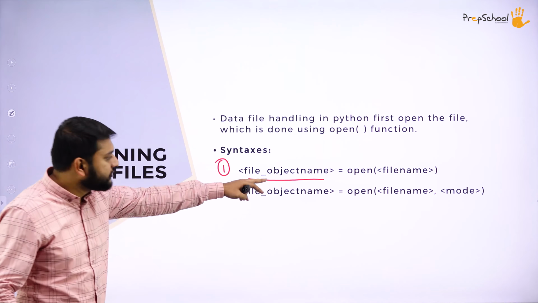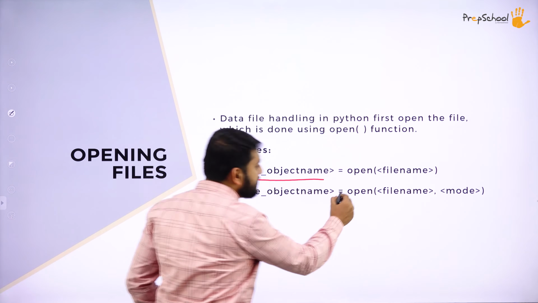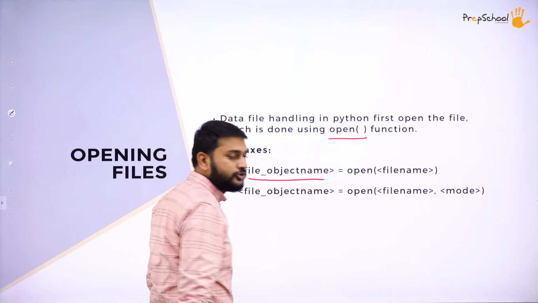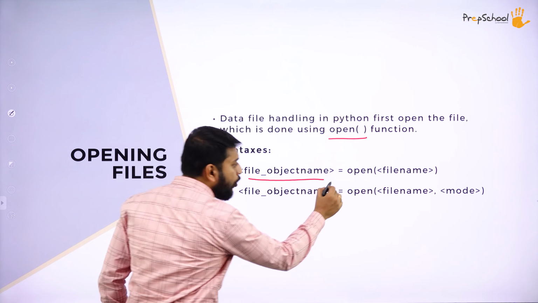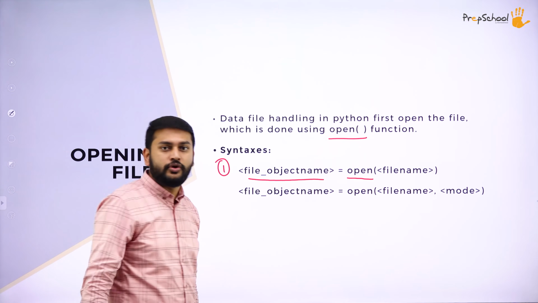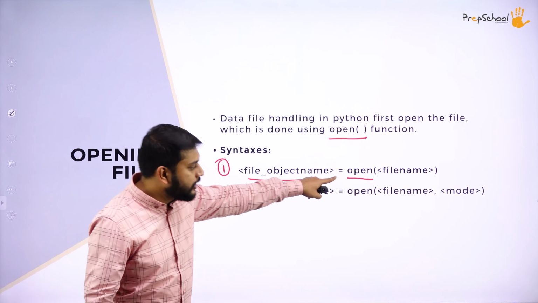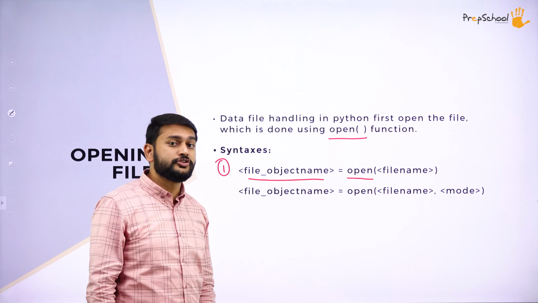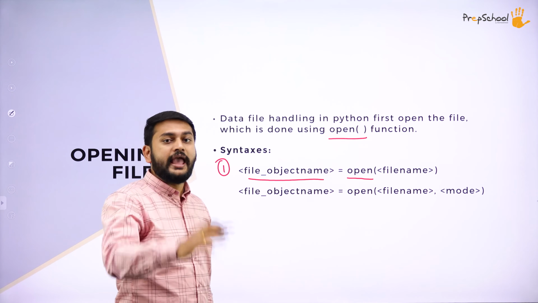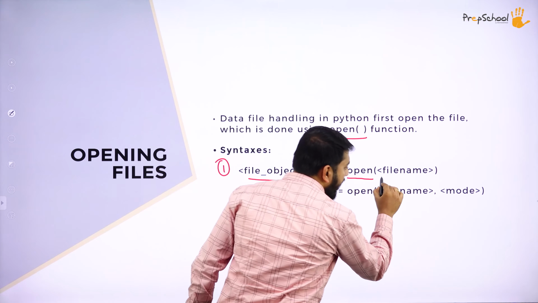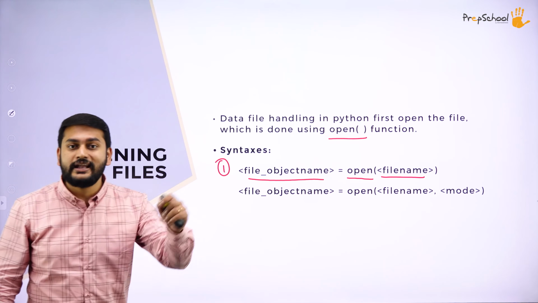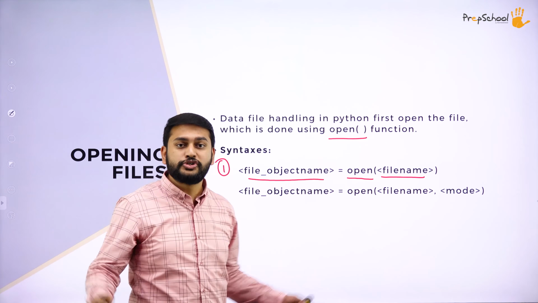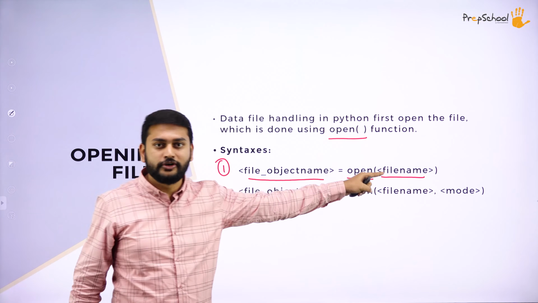So fine, after this file object, what are you using? Please understand, I'm using the function called open. So why should I use this function open? I should use a function called open to open any file. Inside that I have to specify the name of the file which you want to open. That is what you should understand. That is the first syntax that I am going to discuss.